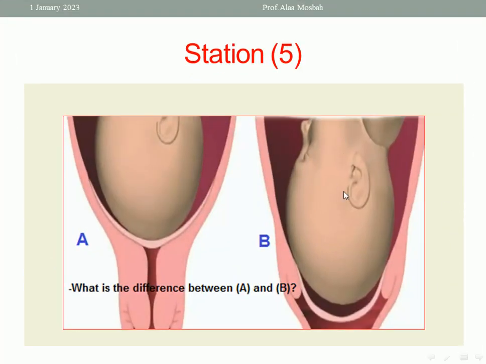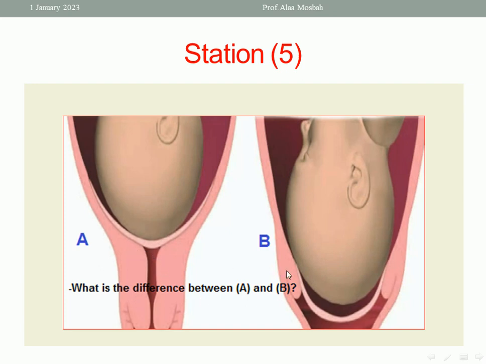Let us go to the next station, station 5. Look to this picture. What is the difference between A and B? Look to picture A. Cervix is closed and not effaced. As you see, the thickness of the cervix is the same, no change in the thickness of the cervix, and the internal os is closed.